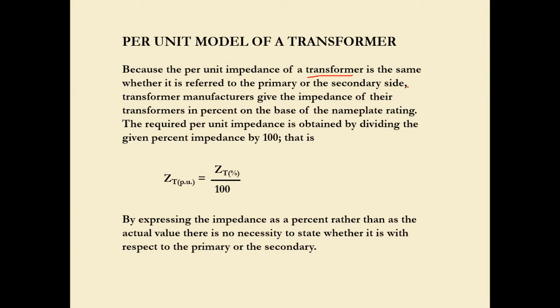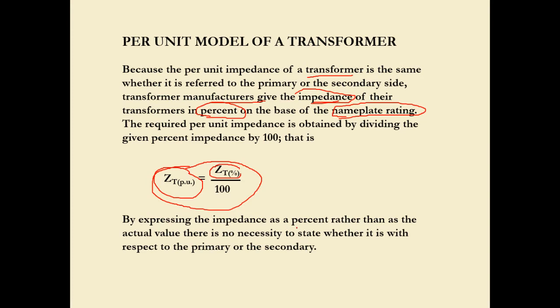Regardless of which side is referred to, transformer manufacturers give the impedance. This is what happens on the manufacturing side. They represent the impedance of the transformer in percent, on the base of the nameplate rating. This is what we have seen in the nameplate rating of the transformer. Once you look at the transformer rating, the manufacturer will write the impedance ZT, given in percentage. The required per unit impedance is obtained by dividing the given percent impedance by 100, that is ZT percentage divided by 100, to get the per unit transformer impedance.